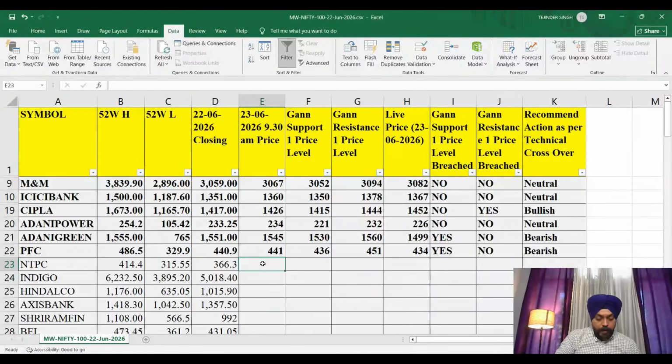NTPC 9:30 AM price is 368. Support 1 is 361. Resistance 1 is 375. Live price is right now 363. So it's थोड़ा सा भी close है, but right now there is no clear indication as per the Gann square of 9 because it is still above its support 1. अभी उससे ऊपर है 363.